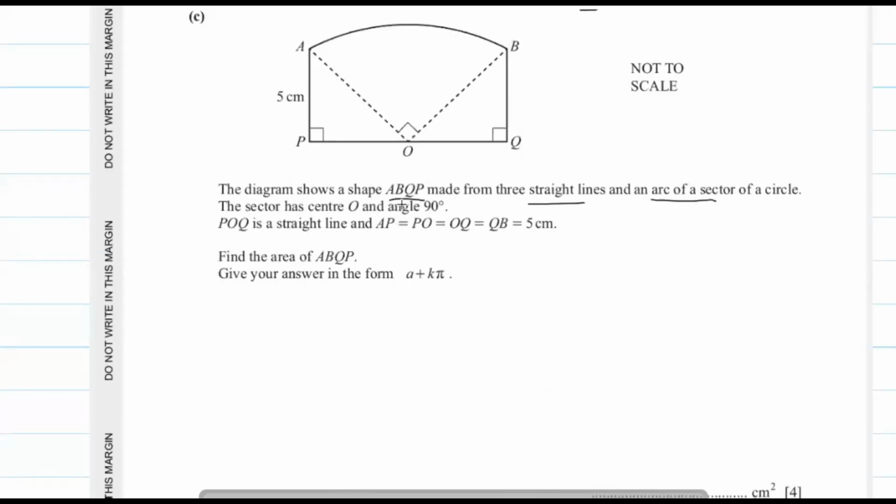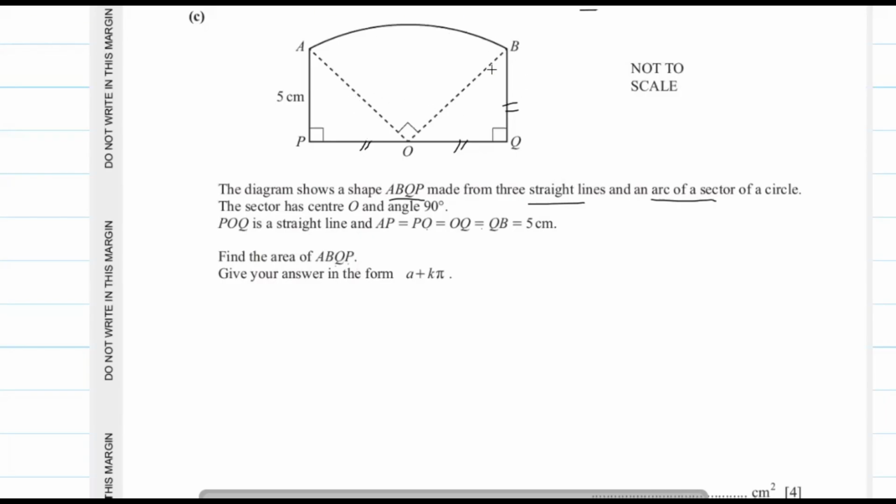Part C, the diagram shows ABQP made from three straight lines and an arc of sector of circle. The sector has center O and angle 90 degree. POQ is straight line. AP equal to PO equal to OQ equal to QB. This is OP. This length is OQ and this is QB. All lengths are 5 centimeter. And we have to calculate the area of ABQP.